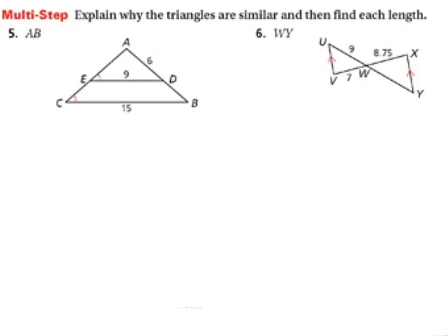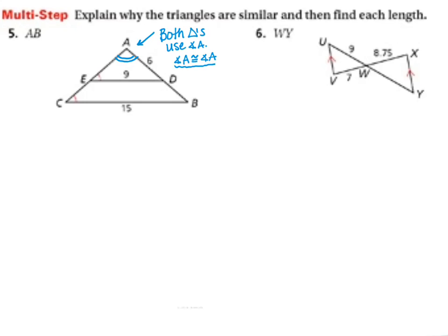Problems number 5 and 6. Explain why the triangles are similar and then find each length asked for. In problem number 5, we need to prove that this little triangle, triangle AED, and the big triangle, triangle ACB, are similar triangles, and we need to find the measure of segment AB. Both triangles use this angle A. That's important. Because of that, I need to say that angle A is in one triangle and angle A is in the other triangle.